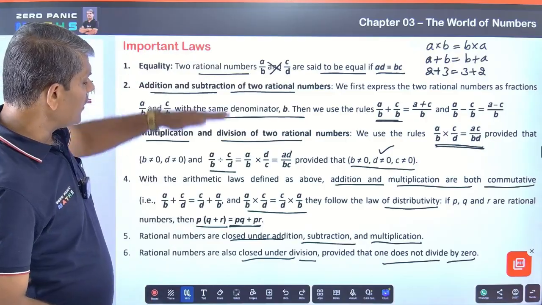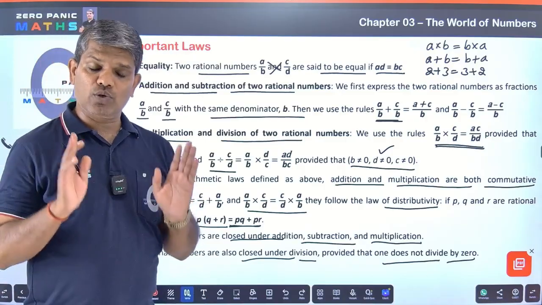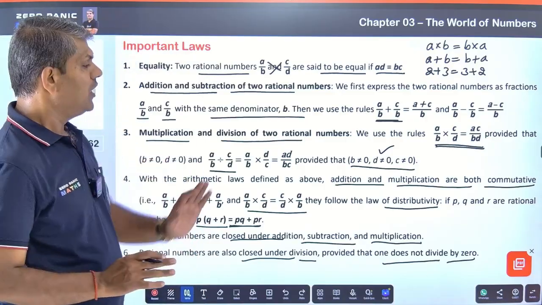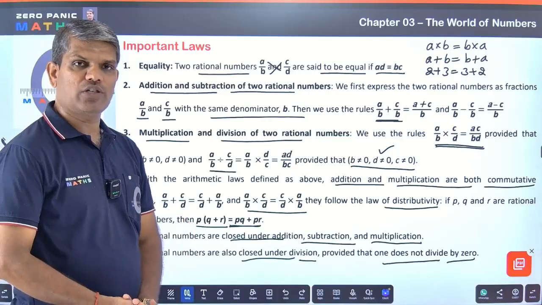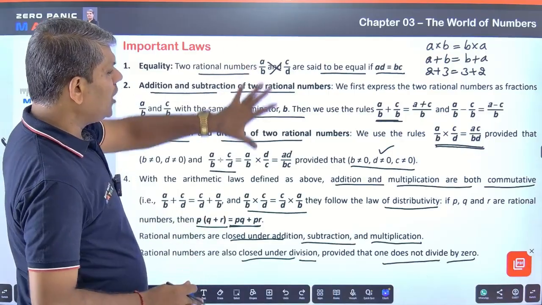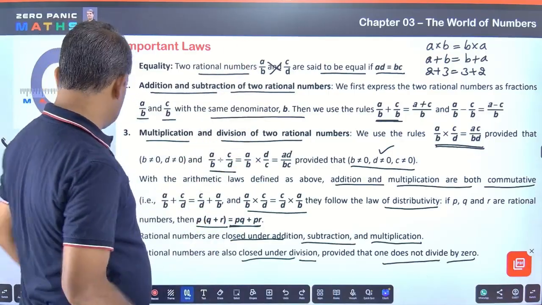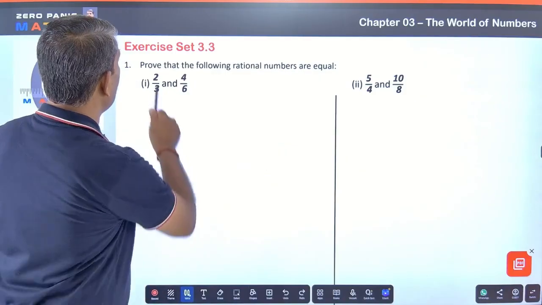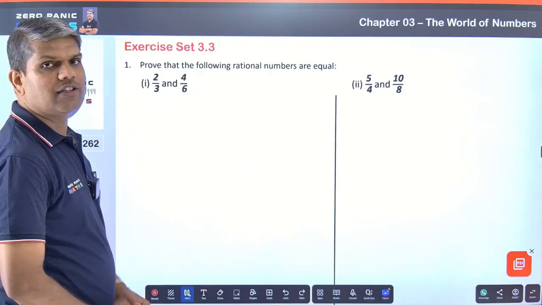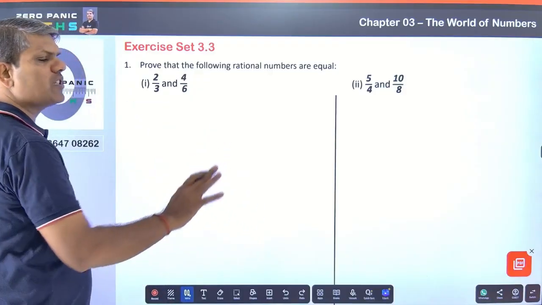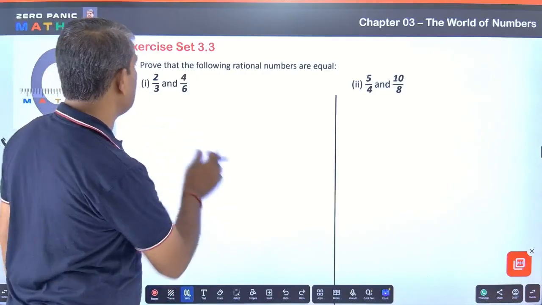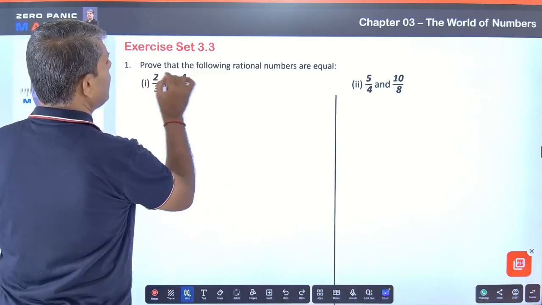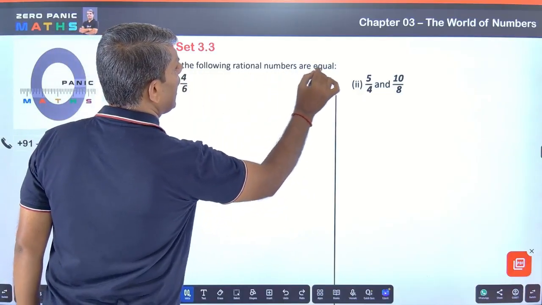So all these important laws you should read and remember so that you can solve the next exercise set easily. Understood, right? Let us apply all this knowledge to an exercise set and solve the problems given in exercise set 3.3. The problems are simple only. The only thing is you need to follow the laws that we have studied previously. Now, prove that the following rational numbers are equal.